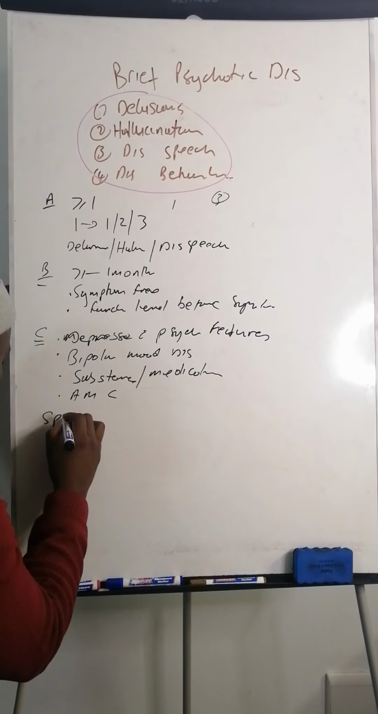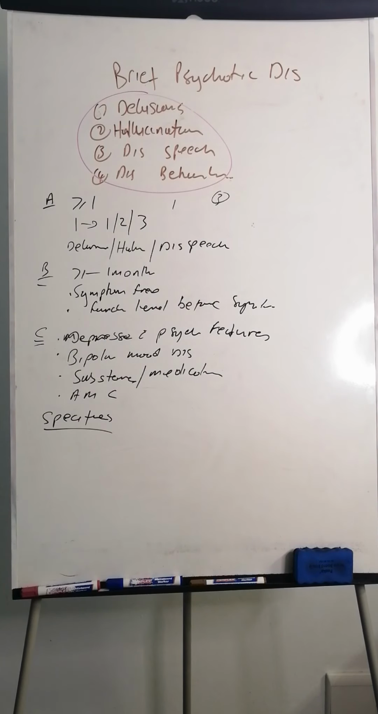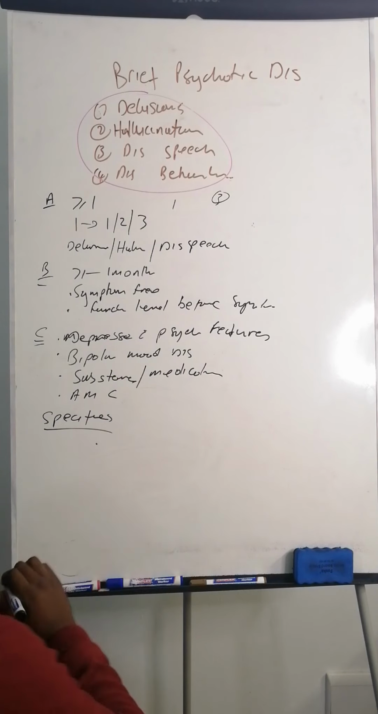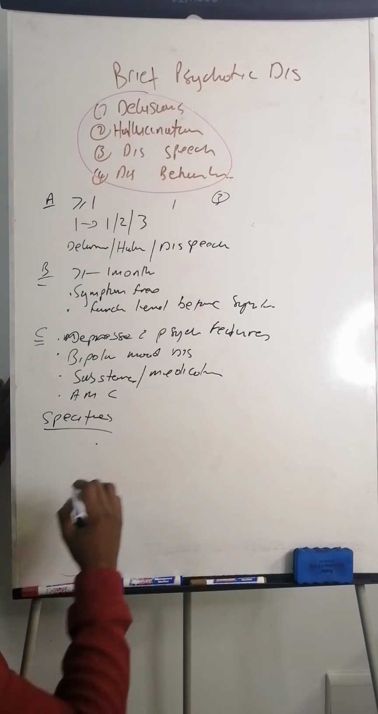So, specifiers. I'm not sure if as students in other universities you are required to know specifiers, but in UP we were required to know specifiers, and they were not so easy to remember. But in any case, a specifier is something that if it's there, you must specify and say it is there. Like for instance, there's a specifier for this.